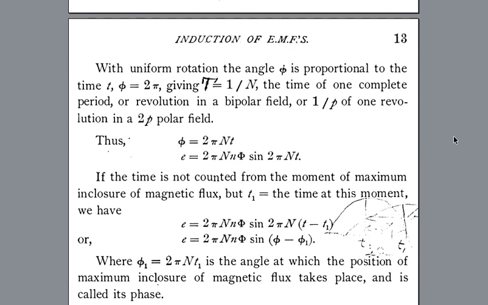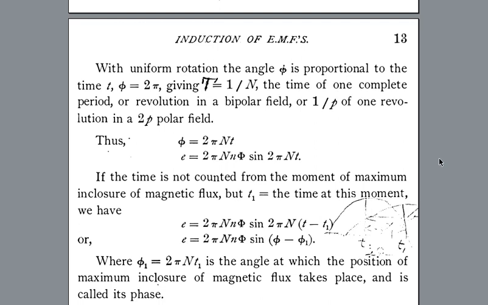now continuing, with uniform rotation, the angle φ is proportional to the time t, so φ = 2π nt, giving t = 1/n, the time of one complete period or revolution in a bipolar field, or 1/p of one revolution in a 2p polar field. Thus φ = 2π nt. Therefore, e = 2π nNΦ sin 2π nt.